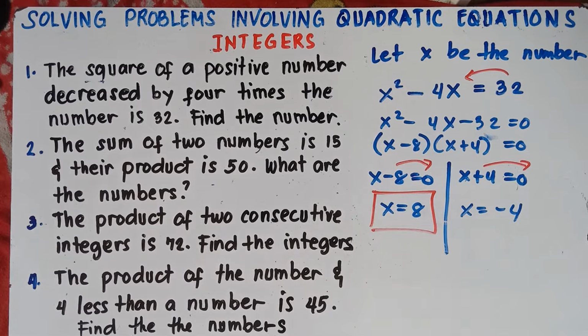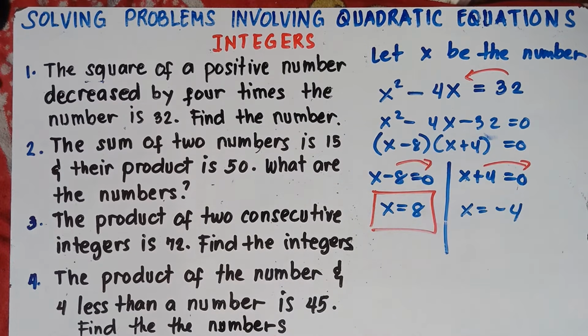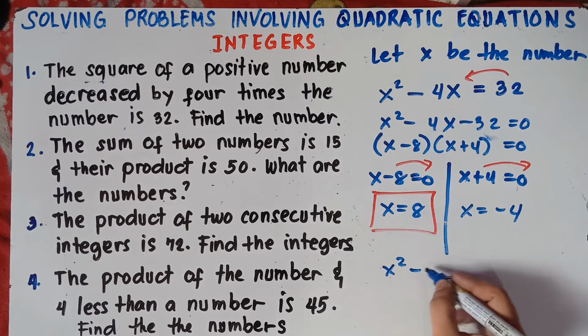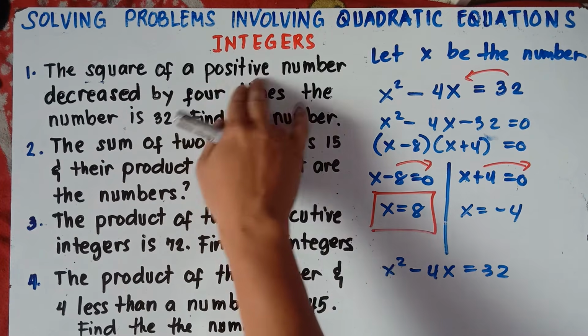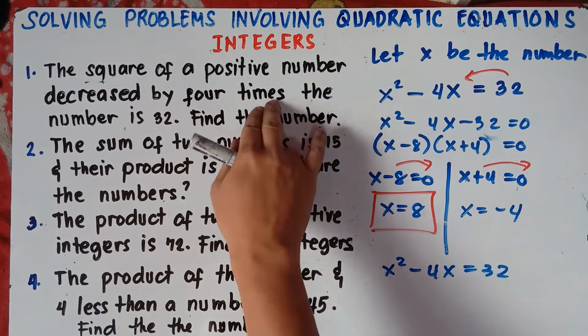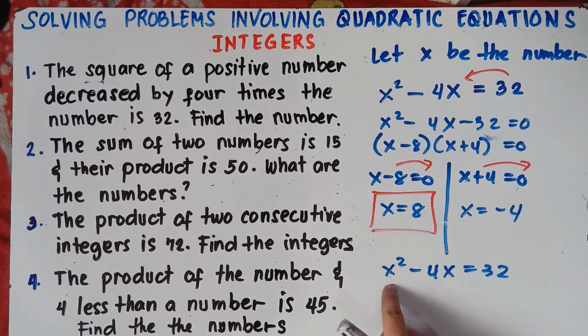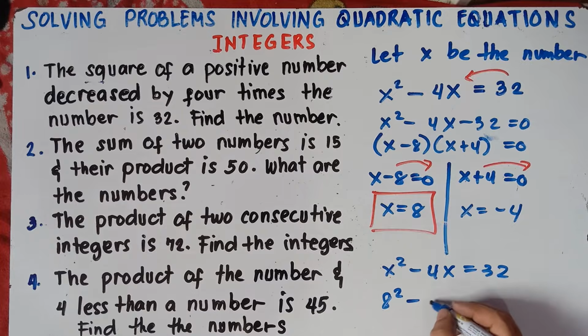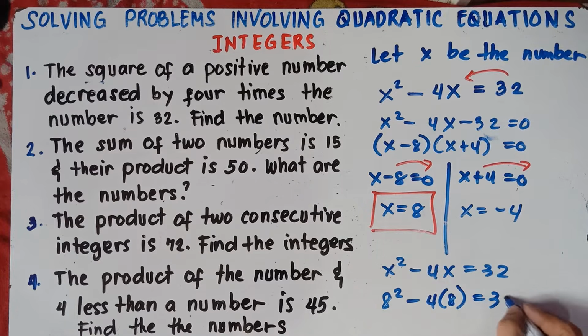So you can actually check that one if you really satisfy this equation. So let's check. X squared minus 4x equals 32. Let's check that the square of a positive number decreased by 4 times the number is 32. So let's check if it's really 32. So if x is 8, so 8 squared minus 4 times x, where x is 8, equals 32.